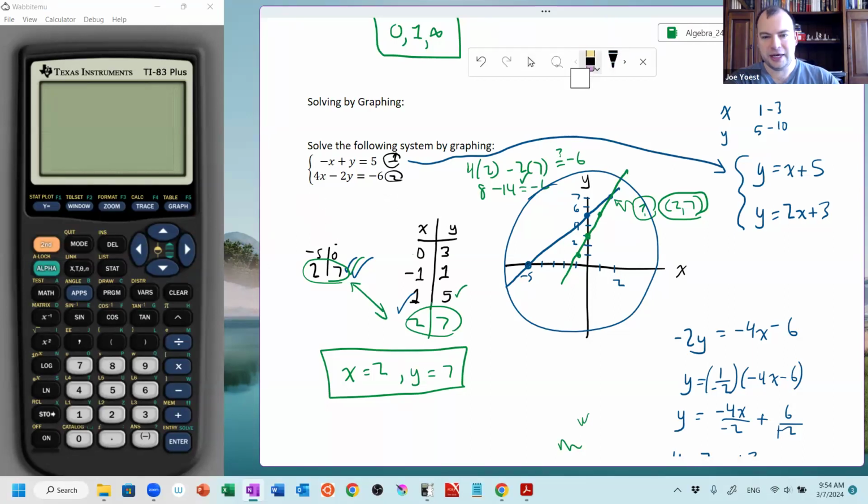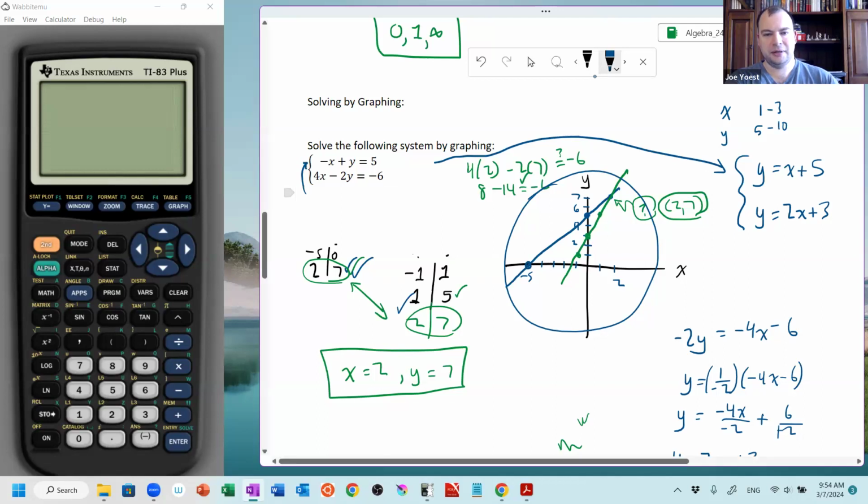If I tried to do that, if I tried to say, okay, well, maybe if I multiplied equation 1 by -4, that would make the x parts look the same, right? So what would equation 1 turn into if I multiplied both sides of equation 1 by -4? I'd have 4x minus 4y equals -20.